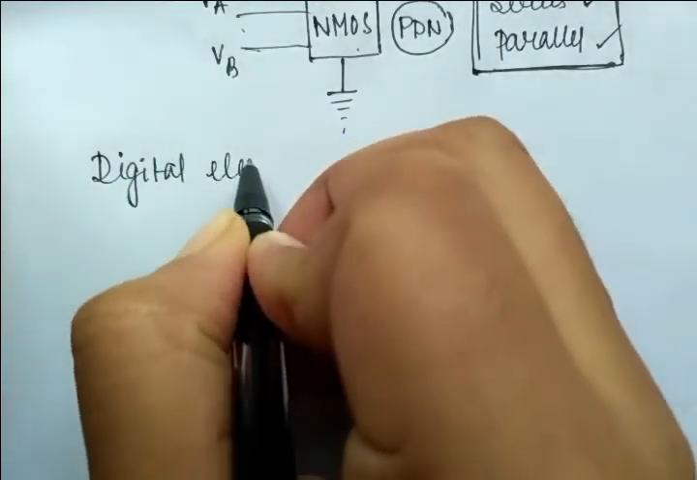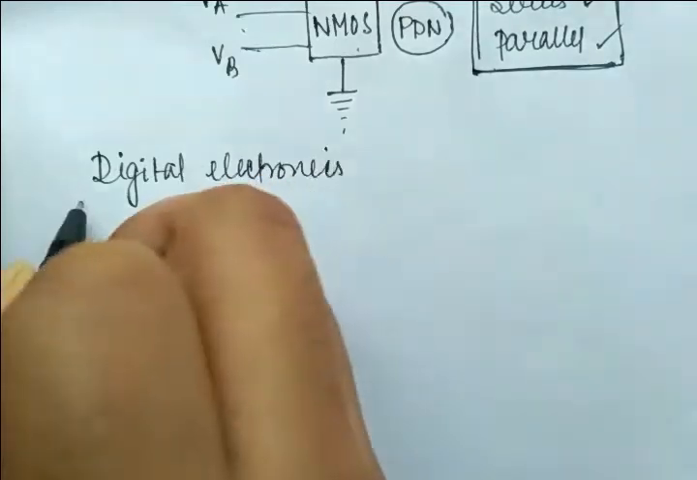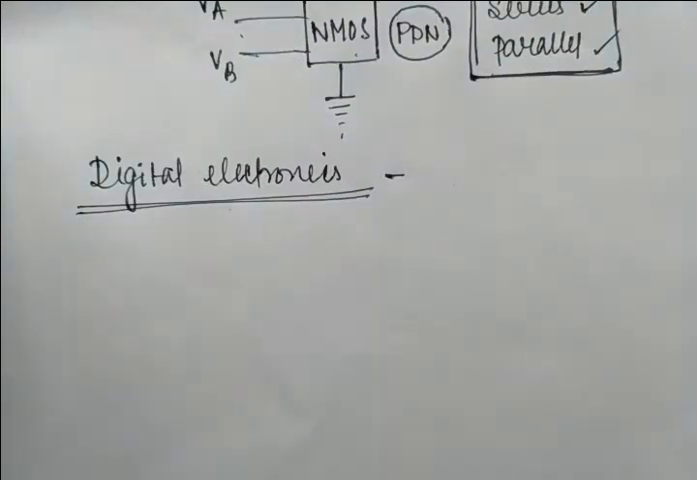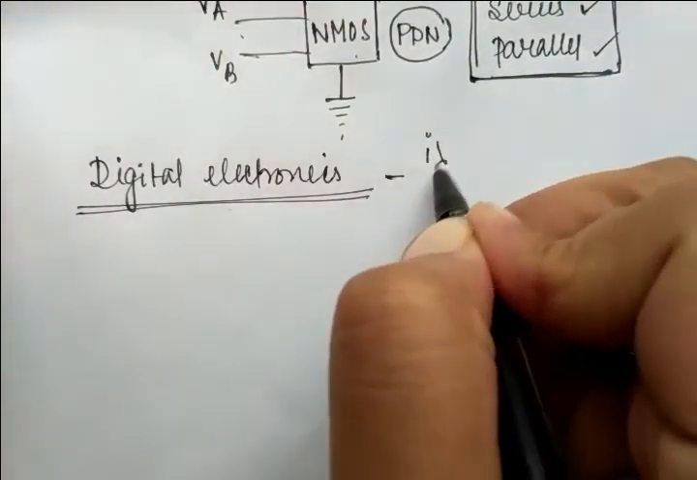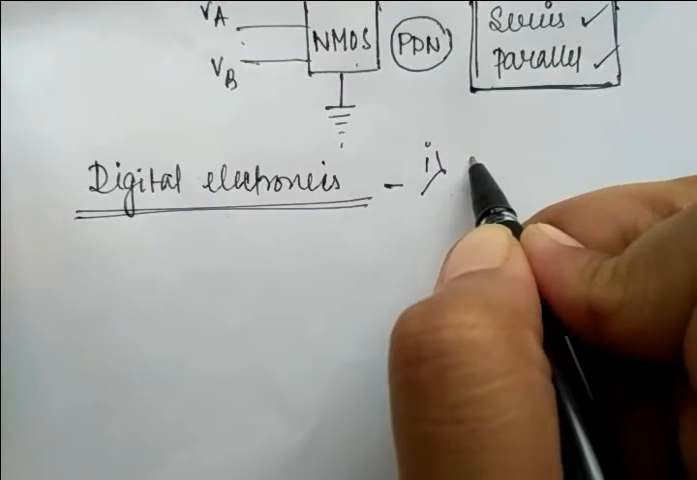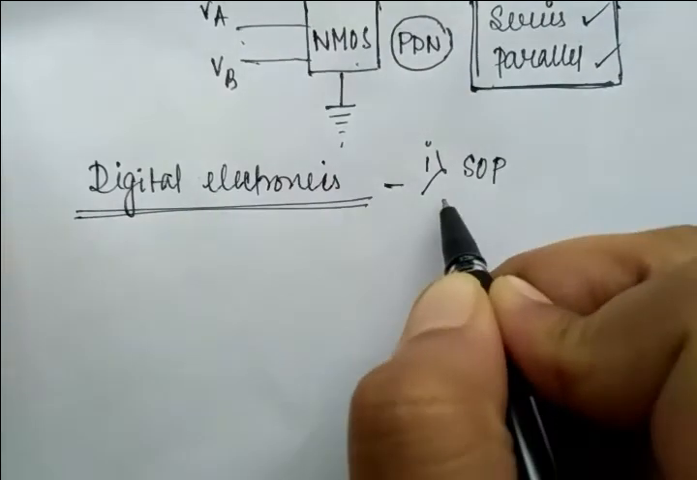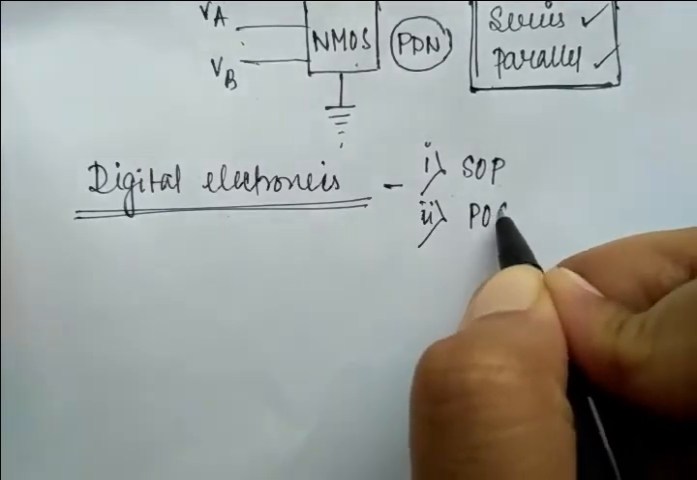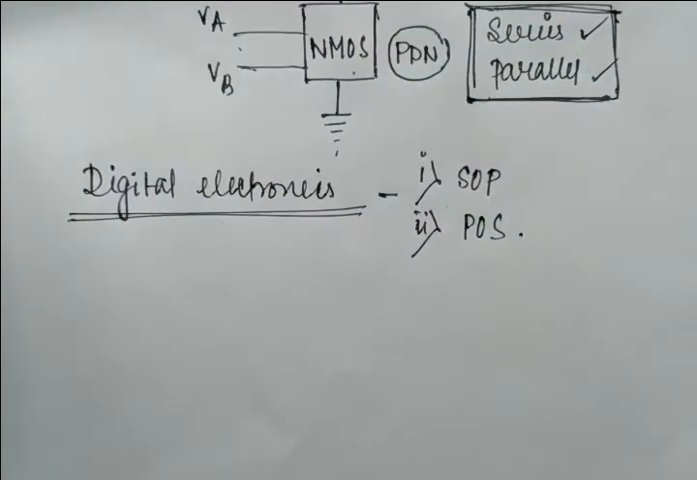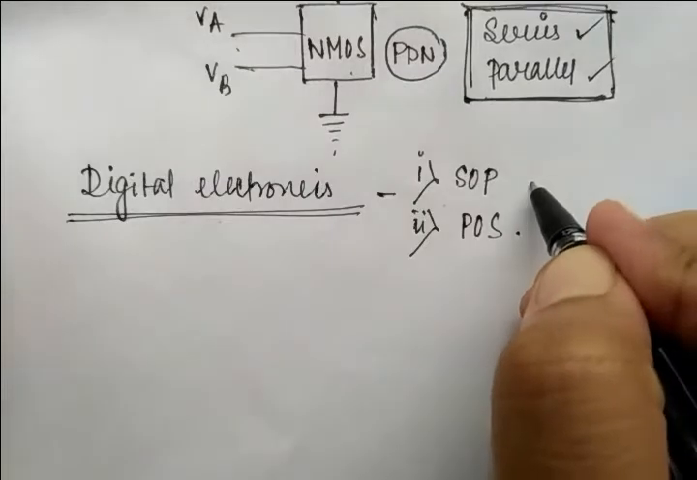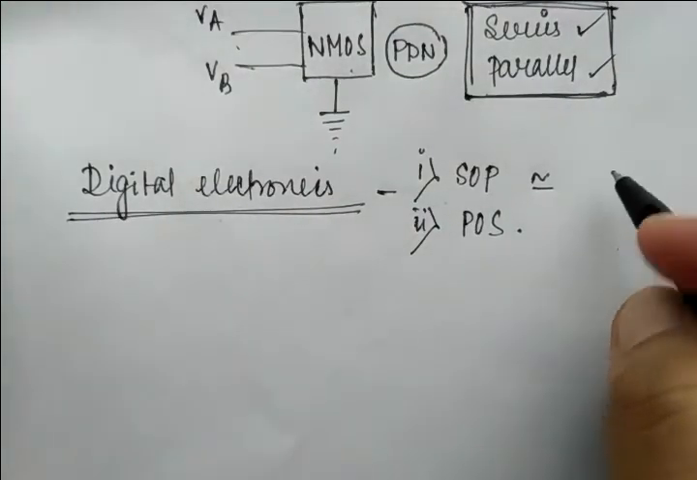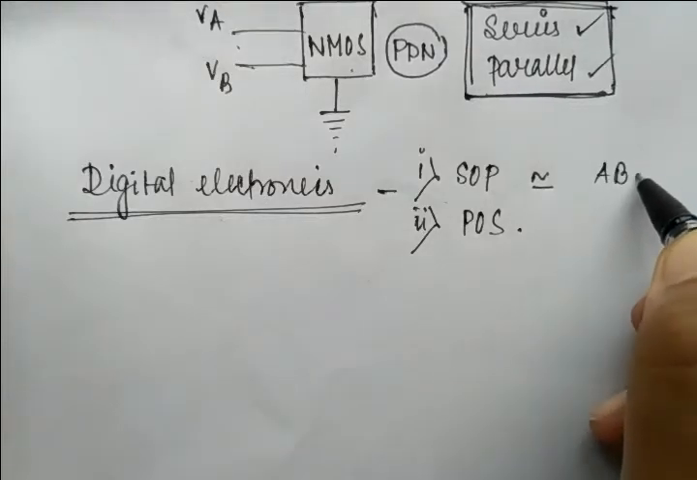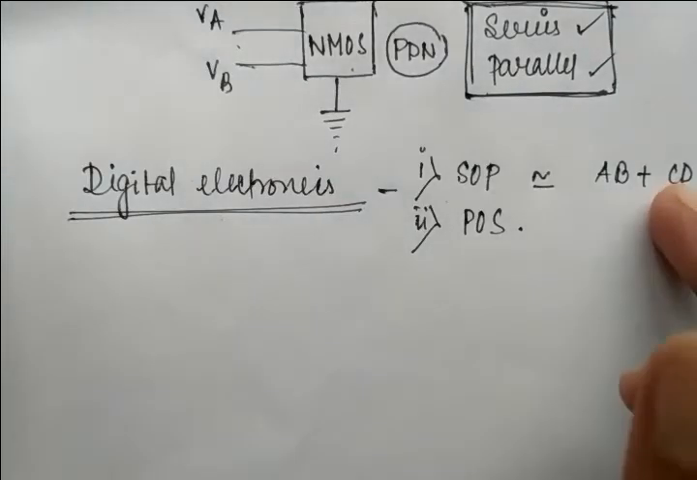So in digital electronics, what you have learned, I am just highlighting the parameters that I need. Okay, and the first important part is your sum of product and product of sum. I think everyone is aware of that. What is sum of product and what is product of sum? Sum of product means, how can I put an example? Suppose AB plus CD. This is the sum of product.